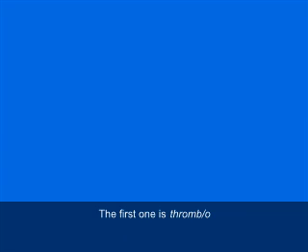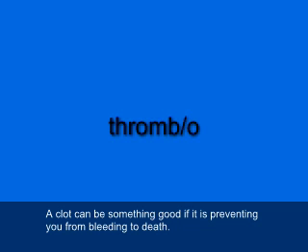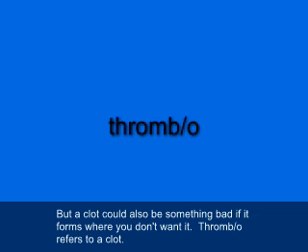Then finally, we have some word parts that relate to things that can go wrong inside the blood vessels. The first one is thrombo, THROMB/O, and thrombo refers to a clot. And I should restate what I said about something going wrong. A clot can be something good if it's preventing you from bleeding to death, but a clot could also be something bad if it forms where you don't want it. Thrombo refers to a clot.